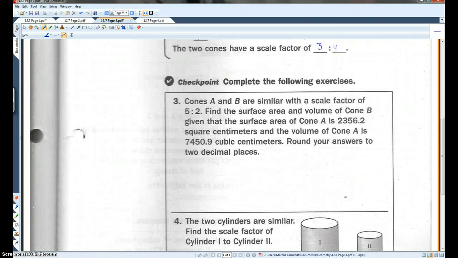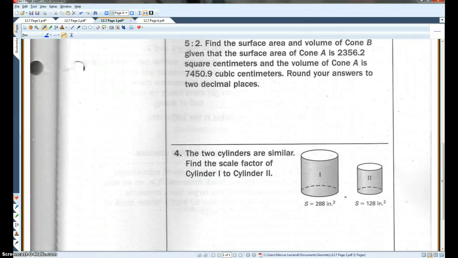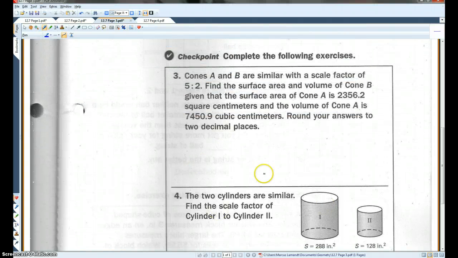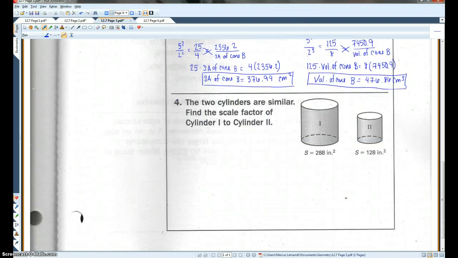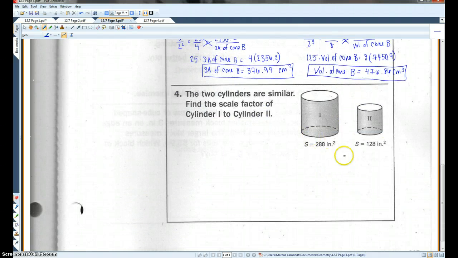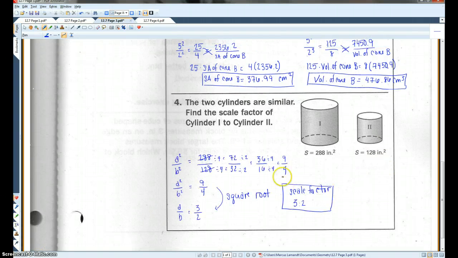Alright, checkpoint. Complete the following exercise. Alright, go ahead and pause the video here. Just try this one first, and then hit play, and then I'll do the next one. Alright, these are the answers you should have gotten. Go ahead and pause here if you need to copy them down. And pause the video again. See if you can figure out this one. Alright, this is the answer you should have gotten. Go ahead and pause here and copy it down if you need to.